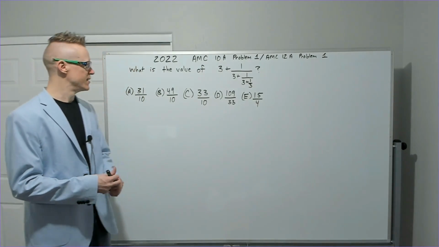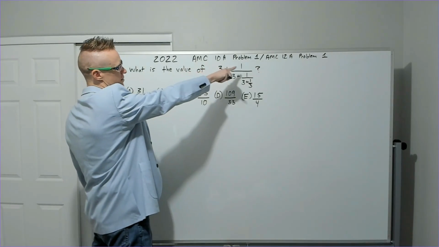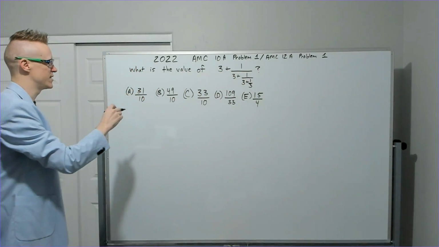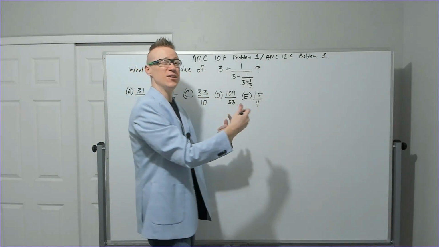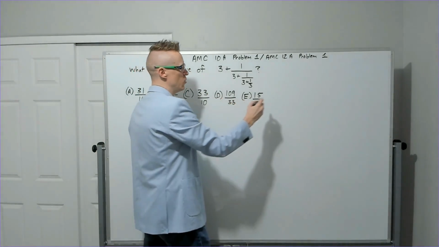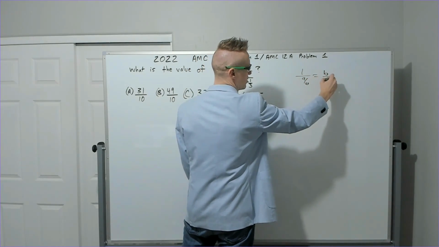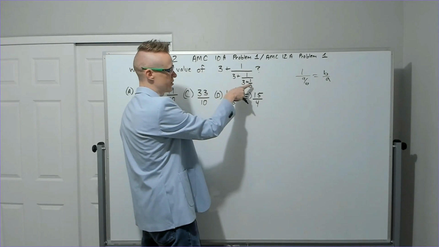But let's get started. This is the 2022 AMC 10A problem 1. It was also the 12A of the same problem. What is the value of? Okay, this should be something that you're kind of quick at, right? When you have 1 over A over B, that's simply the reciprocal of the denominator. So you're going to have 9/3 plus 1/3 is 10/3.